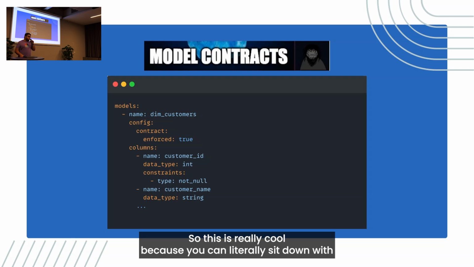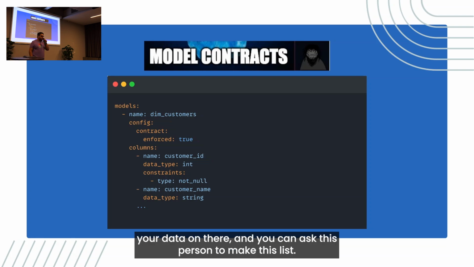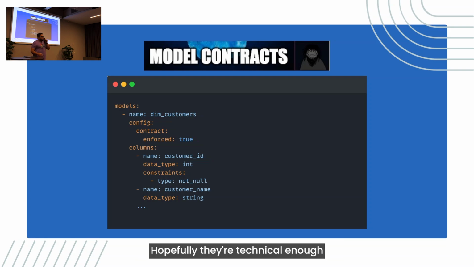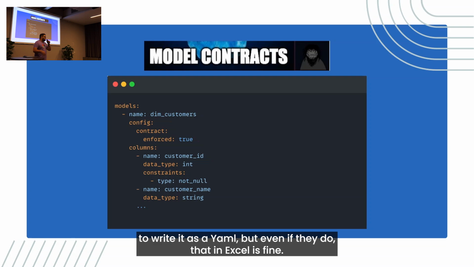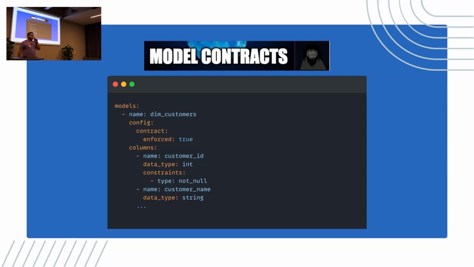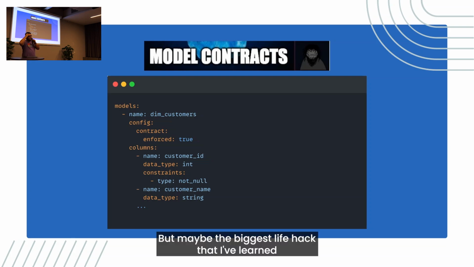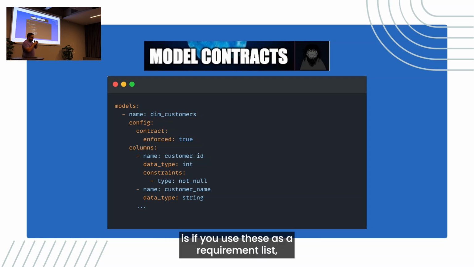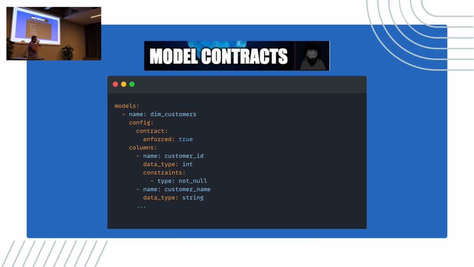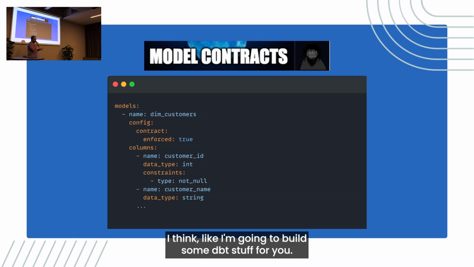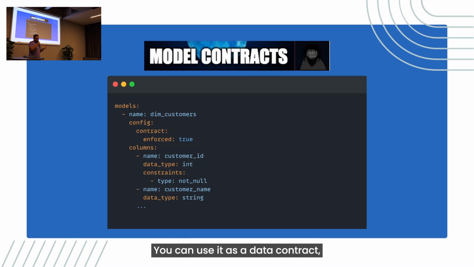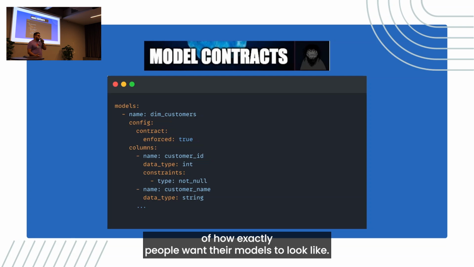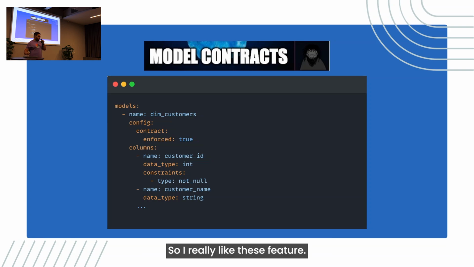So this is really cool because you can literally sit down with your data owner and ask this person to make this list. Hopefully they're technical enough to write it as a YAML, but even if they do it in an Excel, it's fine. But maybe the biggest life hack that I've learned is if you use this as a requirements list, as in, I'm going to build some dbt stuff for you, please let me know exactly what you want to see and how. It's awesome, you can use it as a data contract, and you also get a lot of clarity of how exactly people want their models to look like. So I really like this feature.